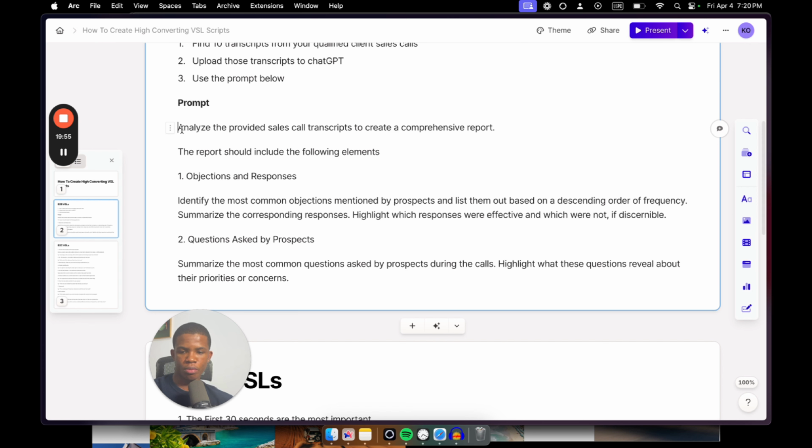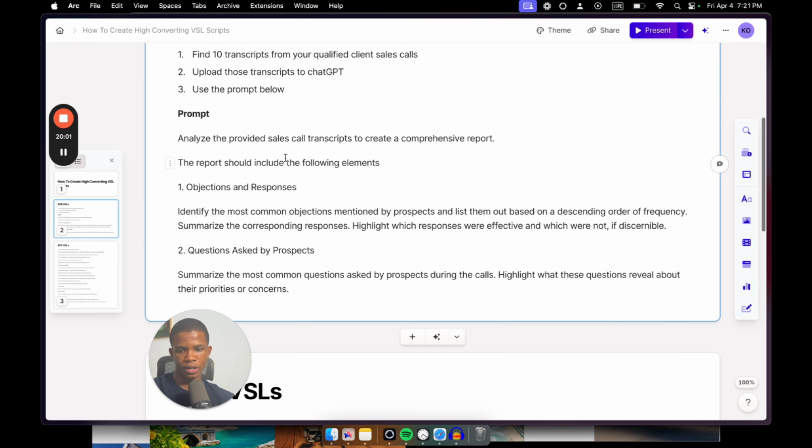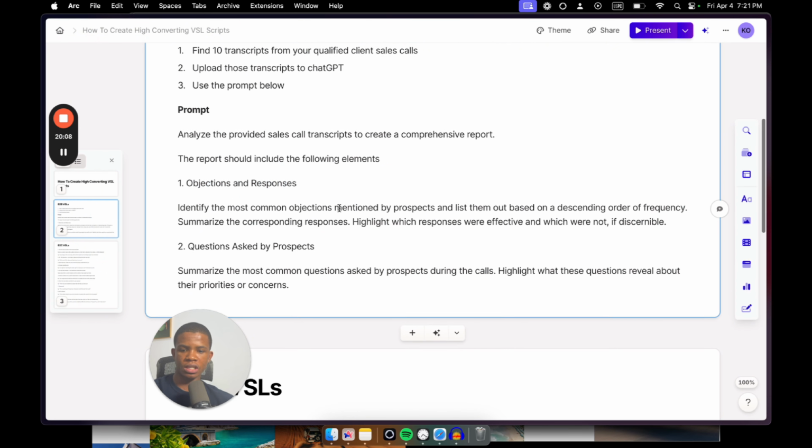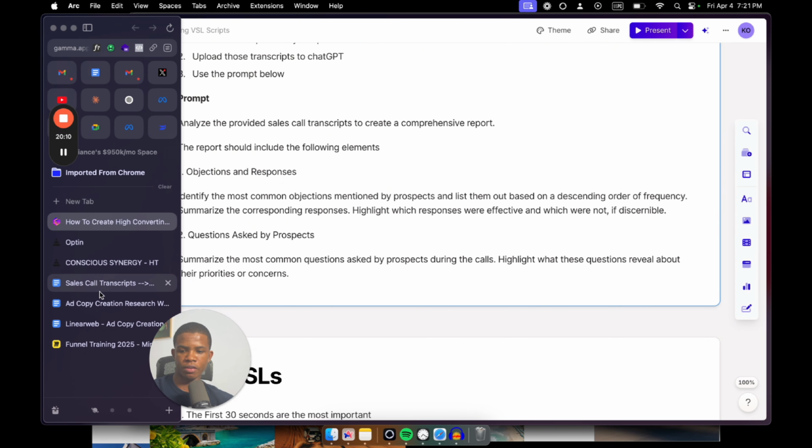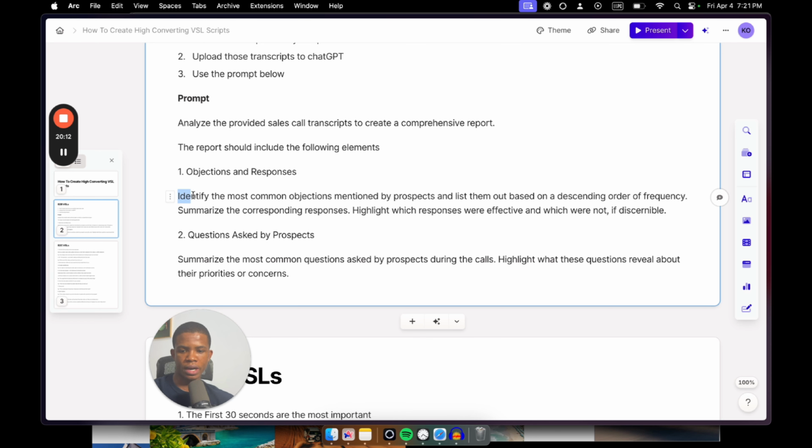Now, the prompt is: analyze the provided sales call transcripts to create a comprehensive report. This document is going to be in the description if you guys want it. The report should include the following elements: the objections and responses. It's basically the same thing, just a bit different from the prompt that we have here, but let's go through. Identify the most common objections mentioned by prospects and list them out in descending order of frequency. Summarize the corresponding responses, and highlight which responses were effective and which were not, if discernible.